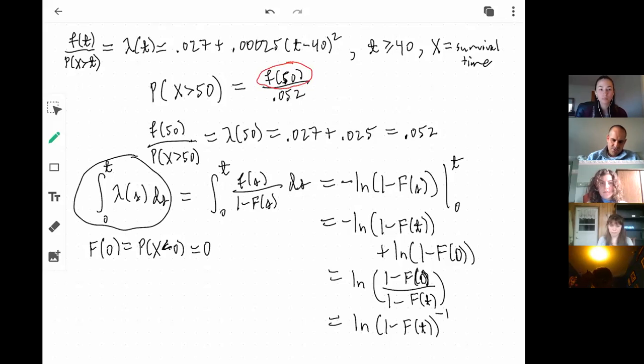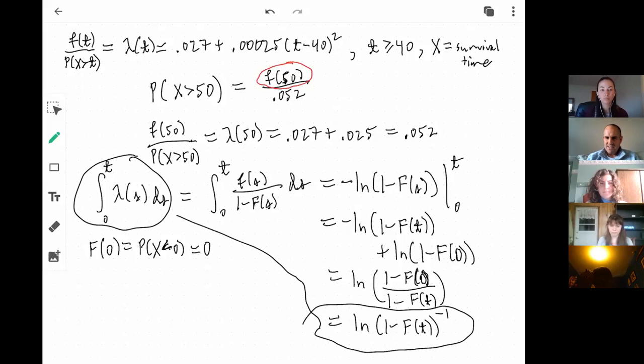Right, this is equal to this. Can't I solve for f of t somehow? What would I do? Do you want to multiply through by e? Well, you raise e to the powers on both sides, yes.